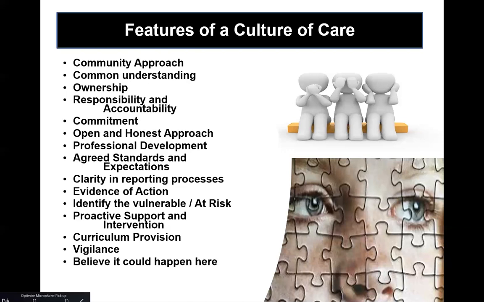We need a culture of vigilance, and most importantly, we need to believe it could happen here. Safeguarding and child protection and the abuse of children is widespread and happens everywhere, and therefore by believing it could happen, by being vigilant and by embedding the features of a culture of care, we go a long way towards keeping children safe.